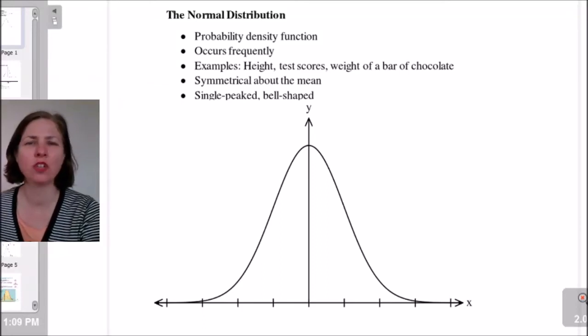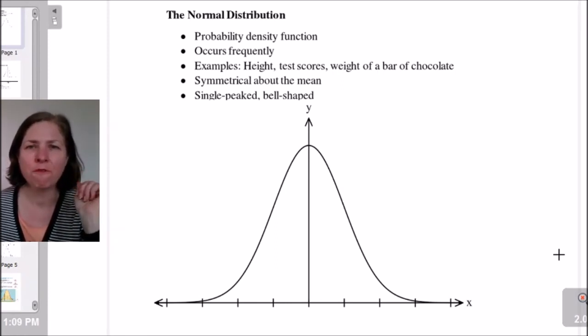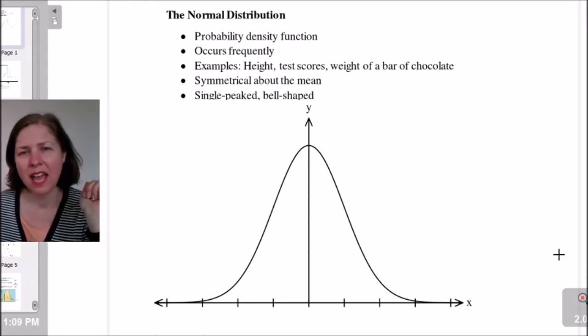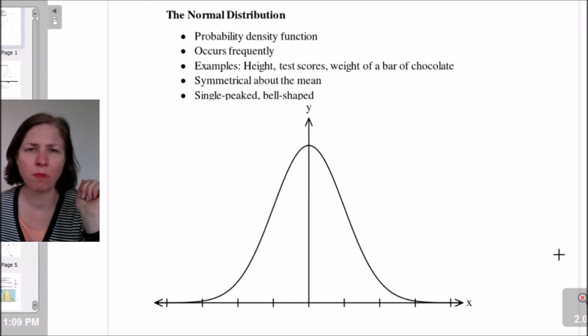Today we're looking at the normal distribution and we're meeting this for the first time. So the normal distribution is a probability density function for a continuous random variable that meets the right criteria such that it will fit the normal distribution. It's a really frequently occurring distribution, which is why it's the one that we study. And a lot of naturally occurring phenomena will follow the normal distribution.